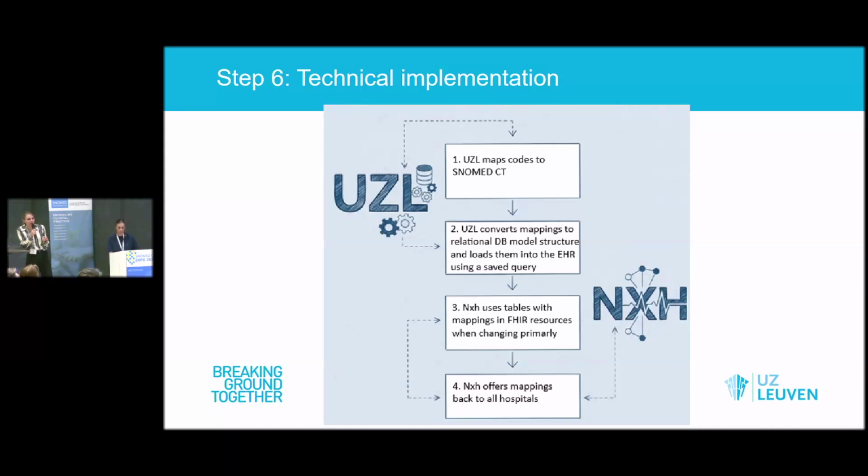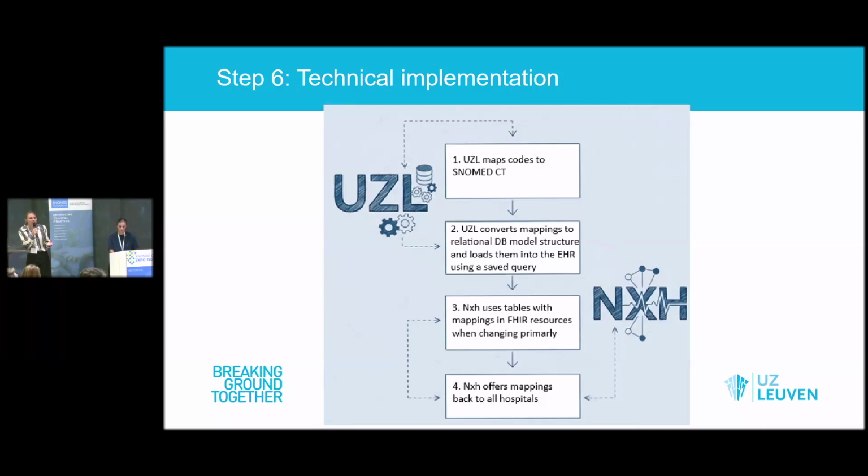So for that, we worked together and developed what is called a stored procedure. It's actually just something in KWS, in our EHR, where we can input or upload the lists that we've mapped. We transformed them to a relational database kind of structure. And once they're uploaded, they're part of the database of Nexus Health. So they can use those tables primarily in their FHIR resources.